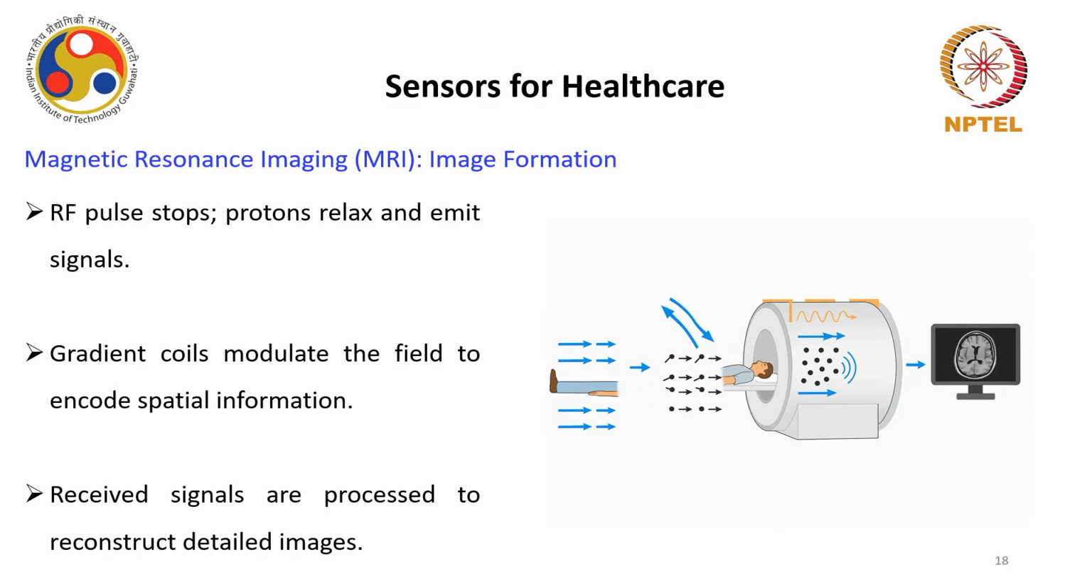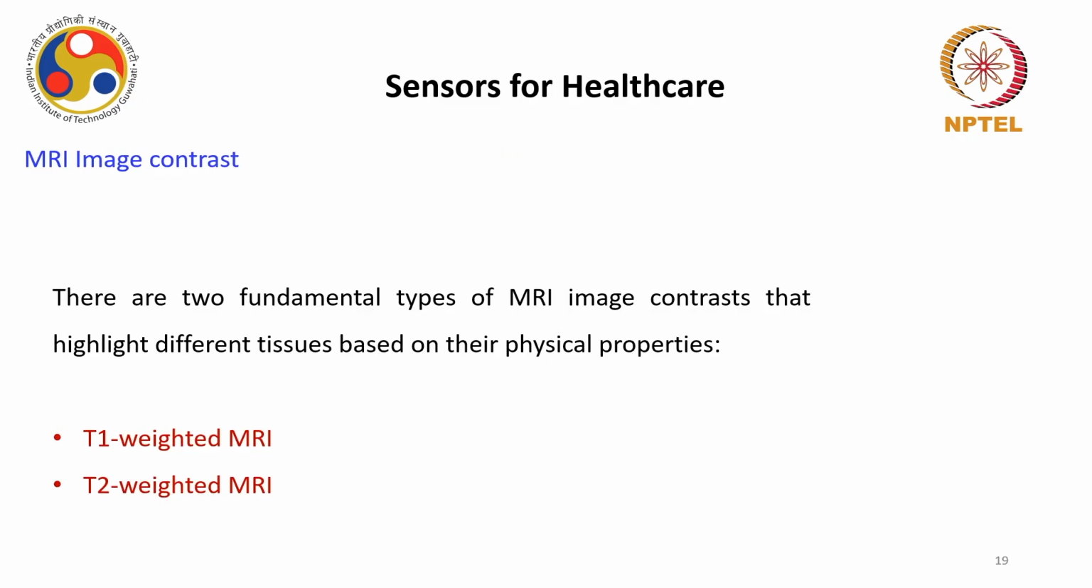Now the fourth stage is that the gradient coil modulates the field to encode the spatial information. We have just seen the use of the gradient coil. In the final stage, the received signals are processed to reconstruct detailed images, and these are received by the receiver coils that we have just seen. So basically all MRIs are done in this way, but there are multiple types of MRI, depending on what kind of images you want.